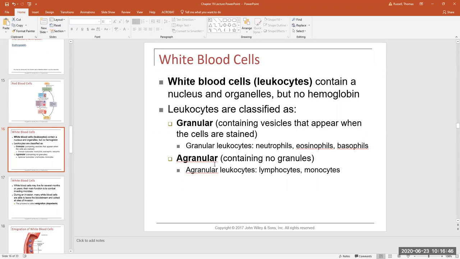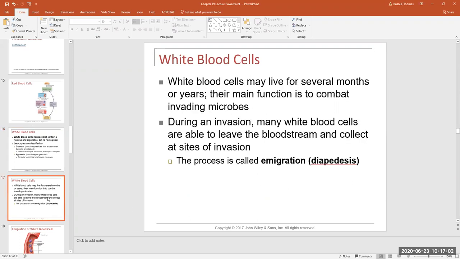The granular leukocytes include neutrophils, eosinophils, and basophils. We're going to learn what they do in a minute. And the agranular leukocytes are the lymphocytes and the monocytes. So we're going to talk about them briefly, the lymphocytes, but we're going to look at them more closely in chapter 22.